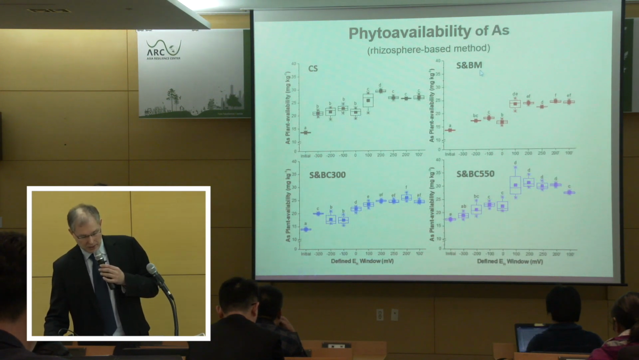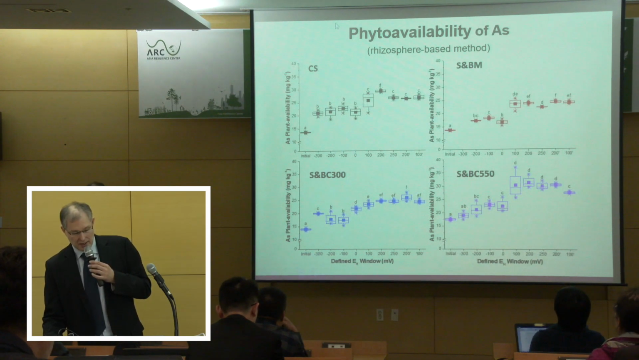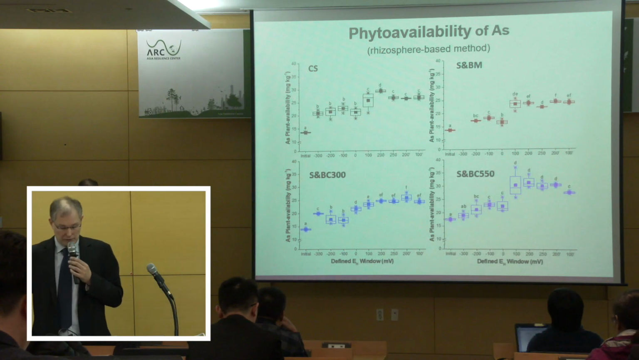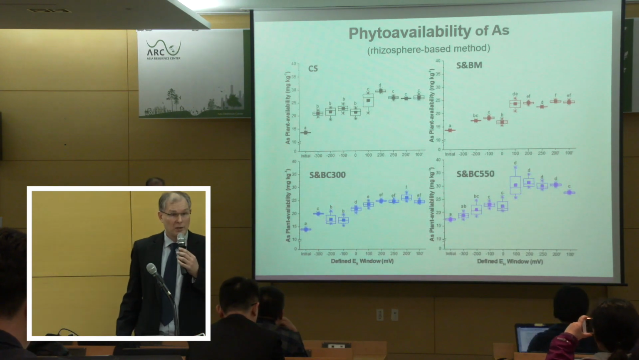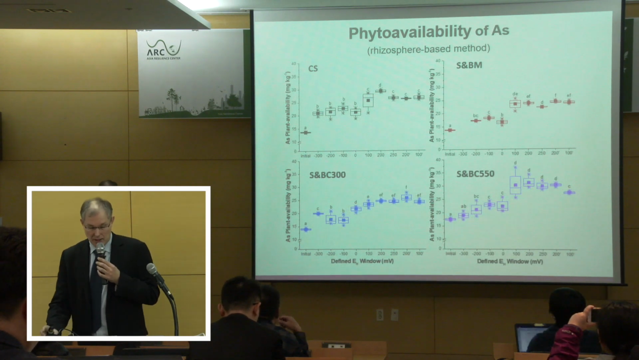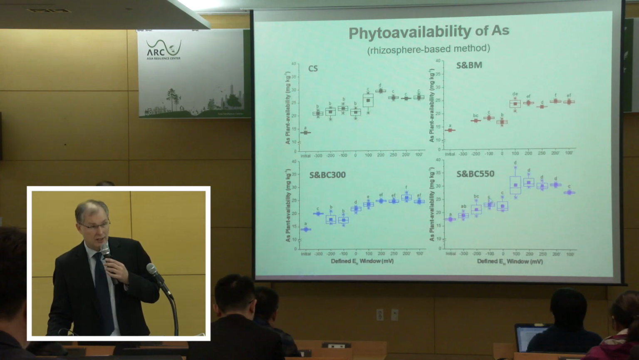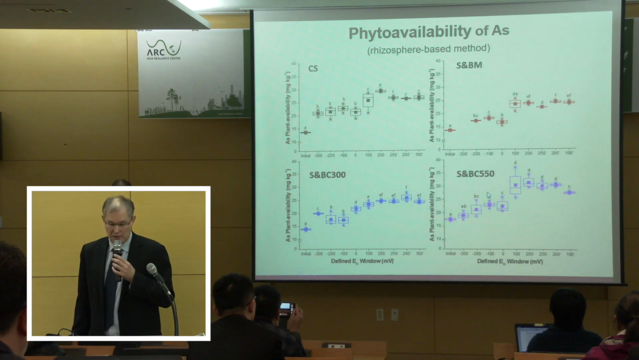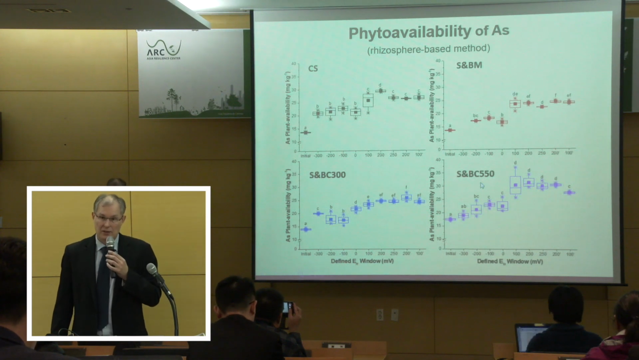Here's the control soil, biomass, biochar 300, biochar 550. And what you can see here is the phytoavailability of arsenic. That means the plant availability of arsenic. And our expectation, or our aim, was that we decrease the mobility, the phytoavailability of arsenic using the different amendments. But as you can see, the difference is not that big. Quite the opposite. Here you have even a mobilization of arsenic when we use the different amendments, the different biochars.